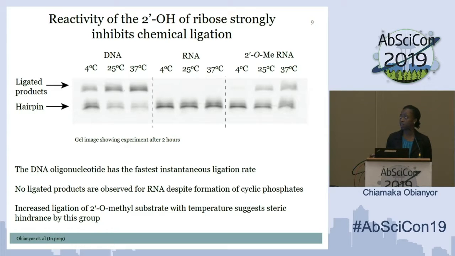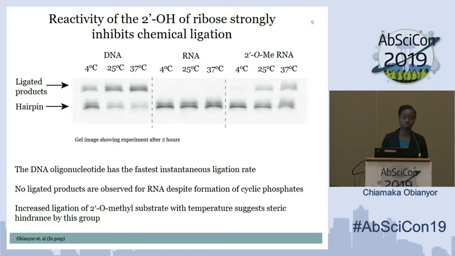You see that for the RNA, though, even though we're forming a cyclic phosphate, and we verified this with HPLC and LCMS, you don't get any products formed after 2 hours, whereas you get a lot of products formed for the DNA. But once you block the 2' hydroxyl with a methyl, so in our 2' O-methyl case, you see that as you increase the temperature, you get more products that are formed.